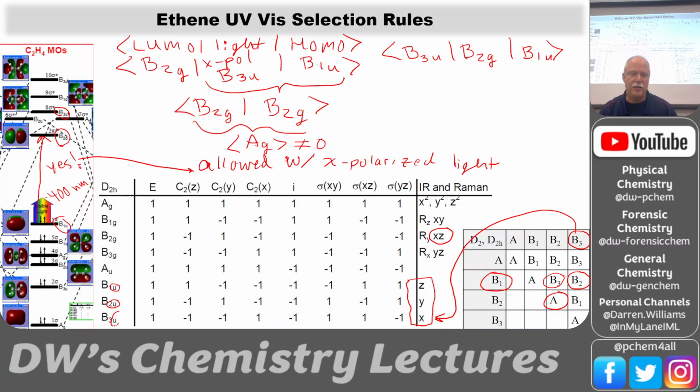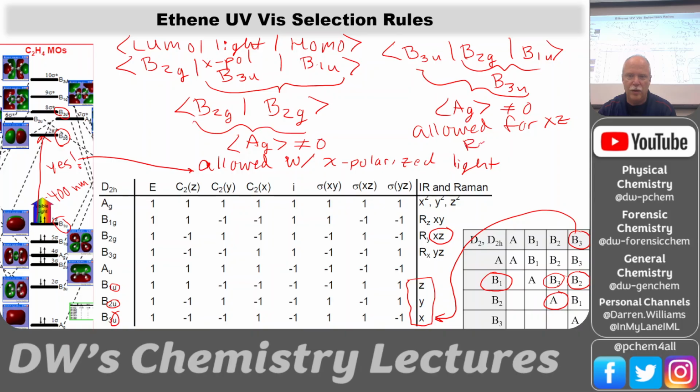And if I try to do B2U, then I'm going to end up with AU in the end. Does that make sense? I have an odd number of U's, and so it's not going to be allowed. But if I had a B2G, then this would give B3U, and B3U would give AG, which is not equal to 0. So allowed for XZ Raman scattered.